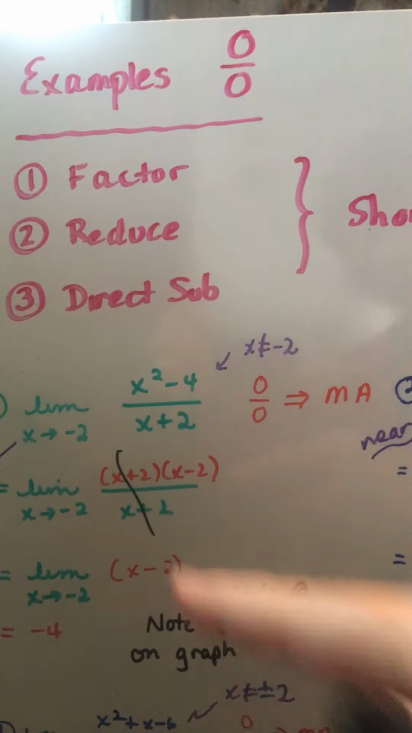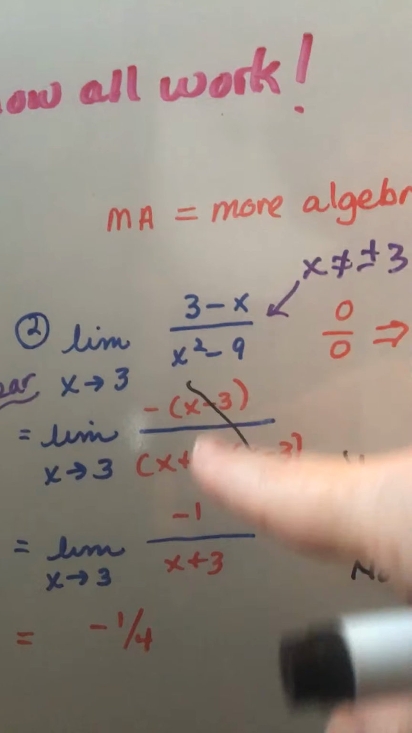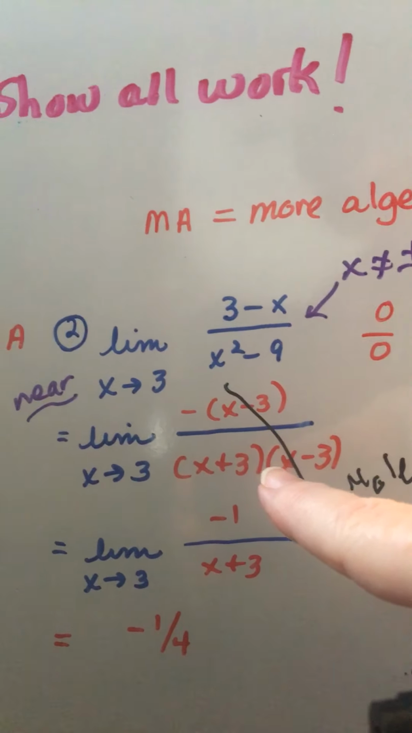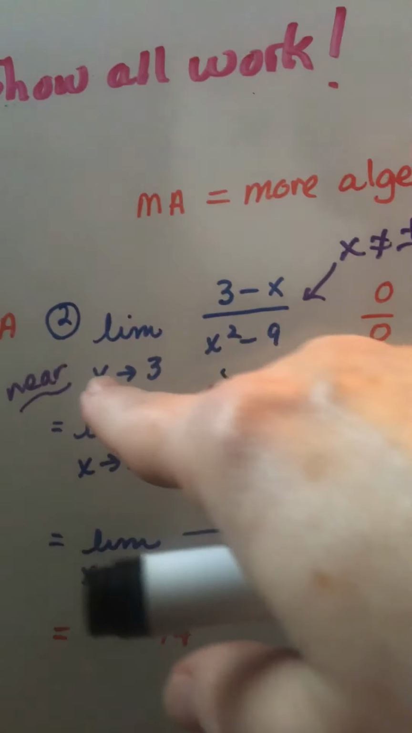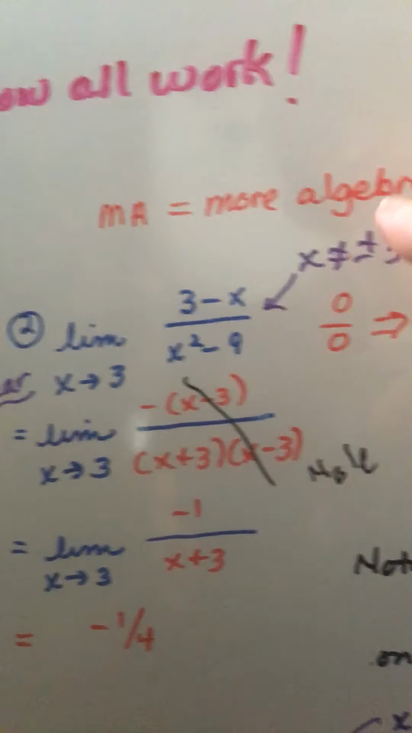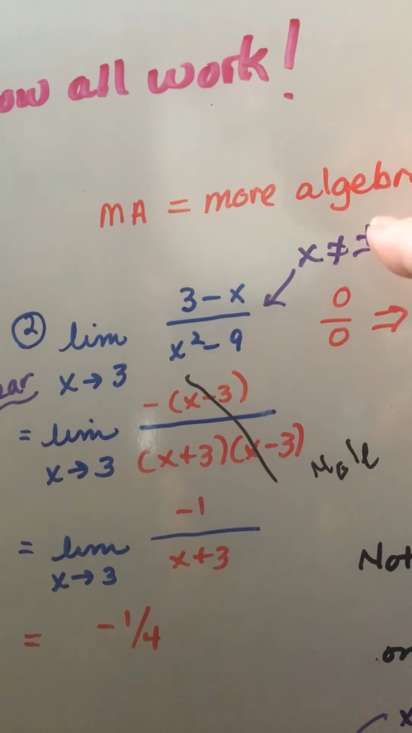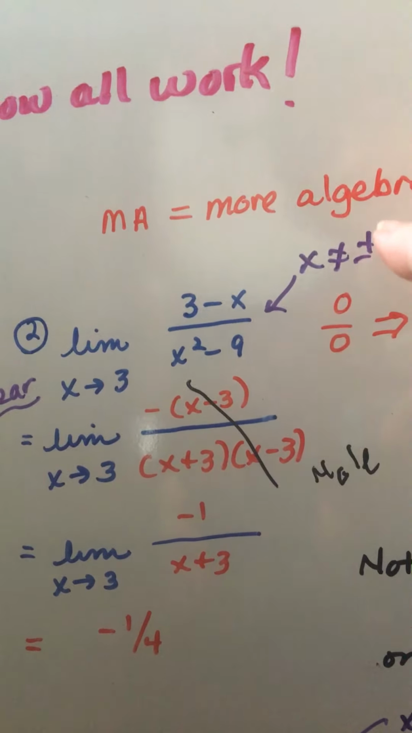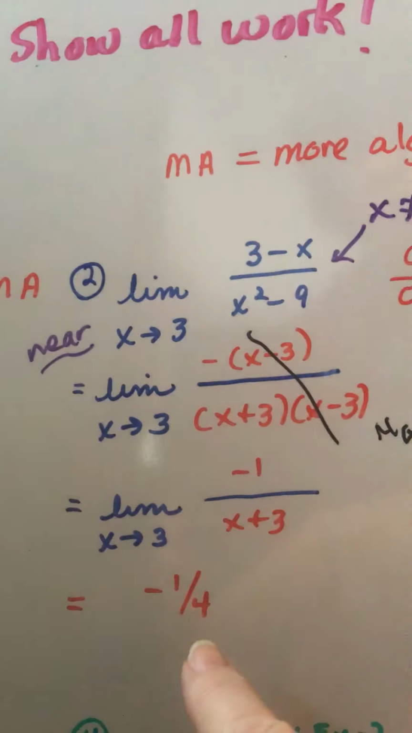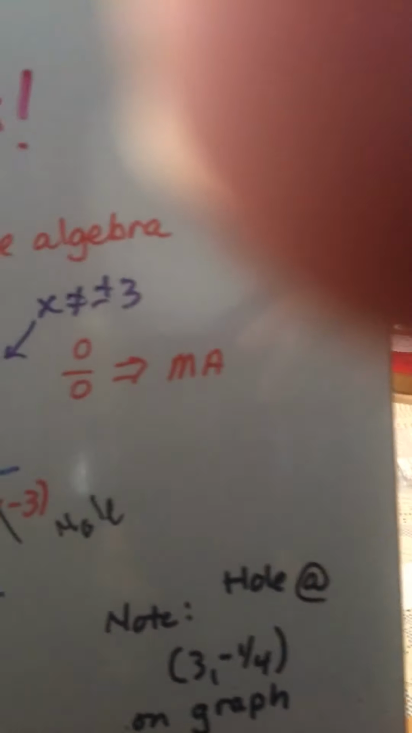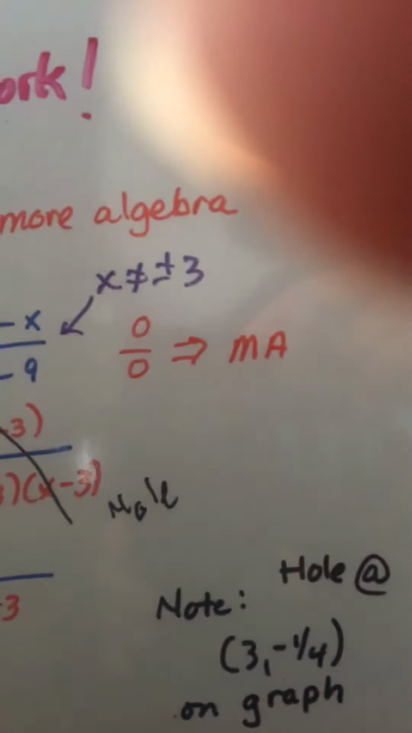The next problem, we're going to have to do more finagling. You're going to have to rewrite this as negative the quantity x minus 3, factor the x squared minus 9. Notice again, this says near, which is what allows me to cancel, not at. We know the function itself can't be 3 or -3. I cancel, which means I'm creating a hole. And now I do my direct substitution and I get -1/4. What's my hole? 3, -1/4 will represent a hole on the graph.